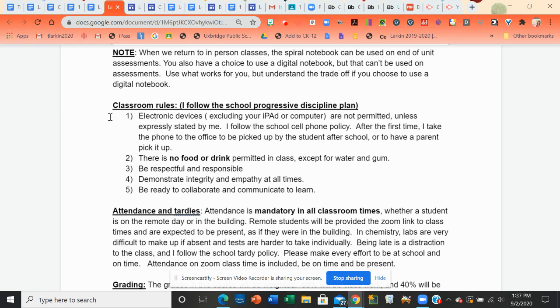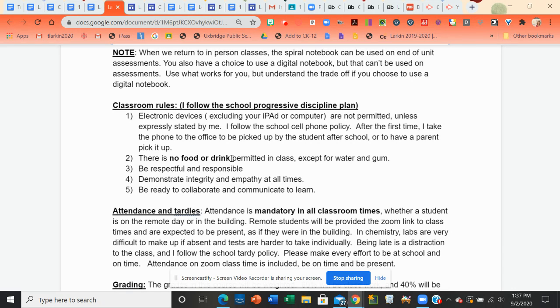Classroom rules, nothing really new. I follow the school's discipline plan as far as all the nitty gritty, but here are a few big ones for me. Electronic devices, i.e. your cell phone, are not permitted unless I've expressly stated you can use them. I follow the school cell phone policy. After the first time, I take the phone to the office to be picked up by the student after school, or to have a parent pick it up.